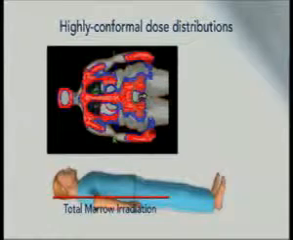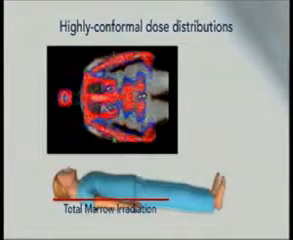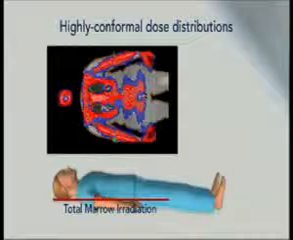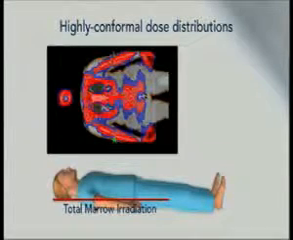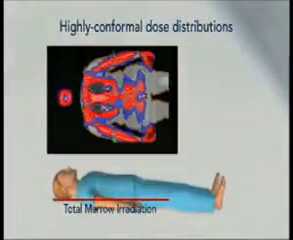With this exquisite dose sculpting, the brain, eyes, thyroid gland, lungs, heart, liver, kidneys, and small bowel are all protected. With TMI, the goal of white blood cell depletion is achieved, but with few gastrointestinal complications.